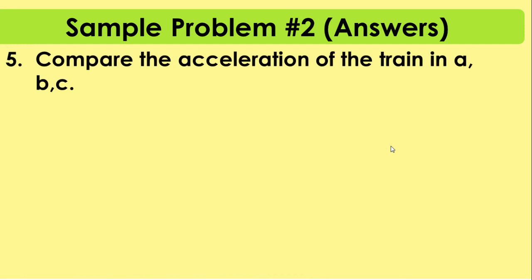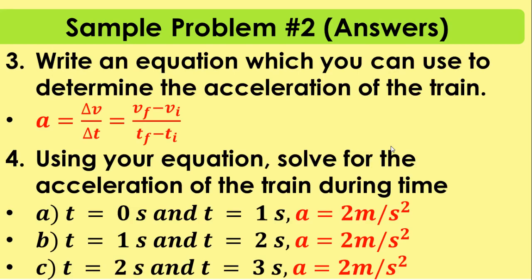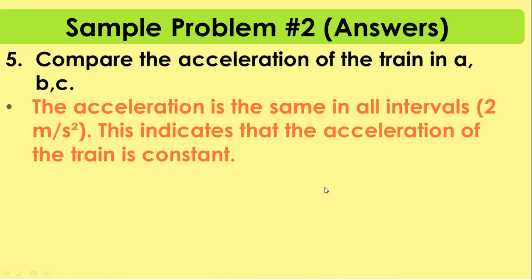Number 5, compare the acceleration of the train in A, B, and C. Now, if you're going to compare, pare-parehas lang po yung nakuha nating acceleration. Now, the acceleration is the same in all time intervals, which is 2 meters per second squared. Now, this indicates that the acceleration of the train is constant. So yes, the train is accelerating, but the acceleration is constant.